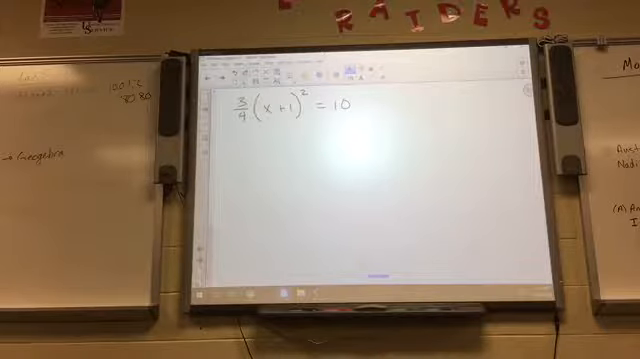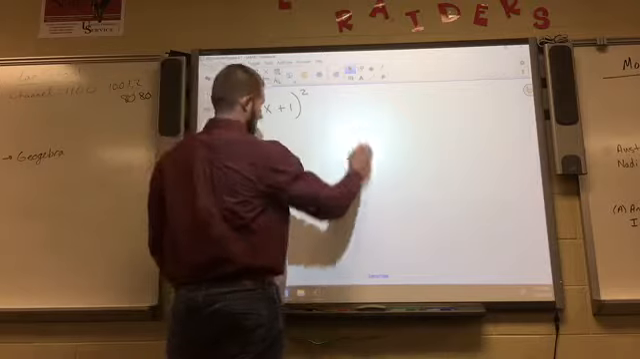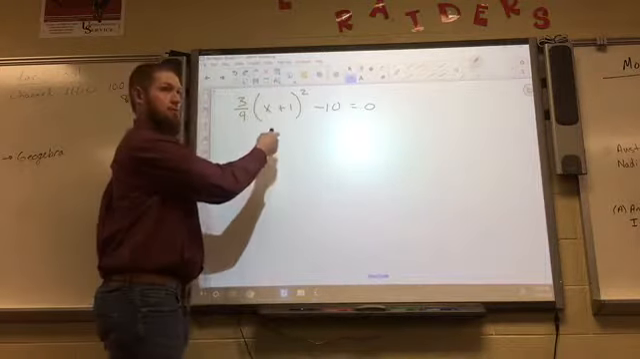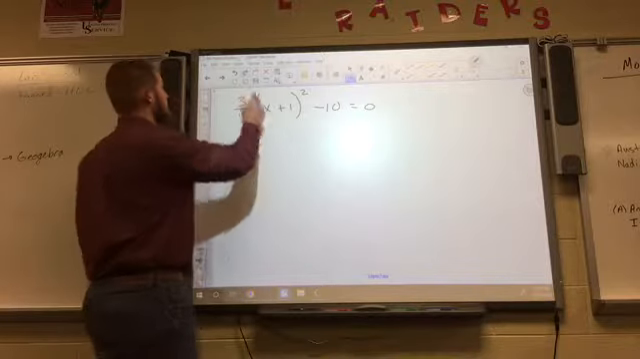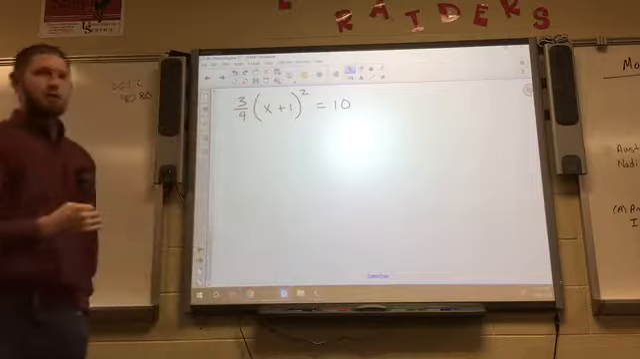Can you distribute? Do you have to distribute first? No. Exponents first. Parentheses, exponents, and then multiplication. So don't distribute first. And actually, you don't ever have to FOIL this. If you see it, now this would be in vertex form if I took that 10 and moved it to the other side, right? If it's in vertex form, solve it algebraically.